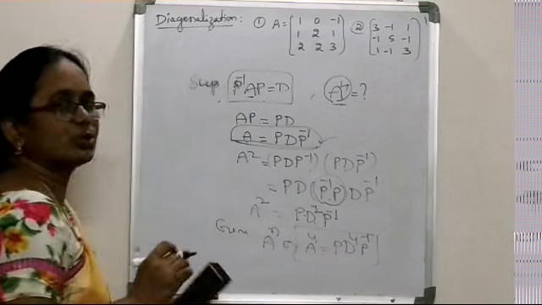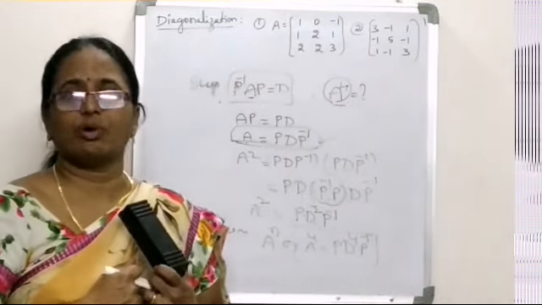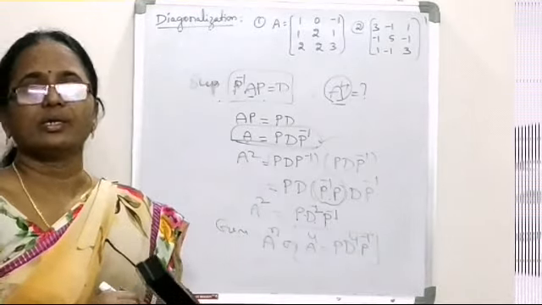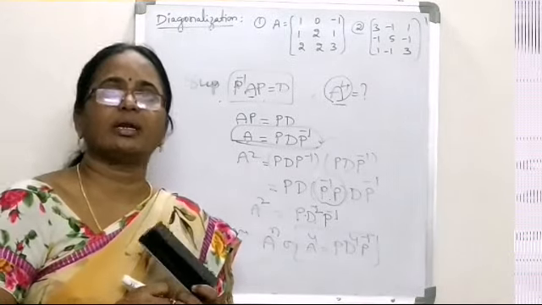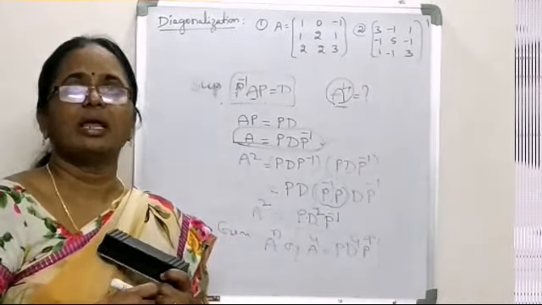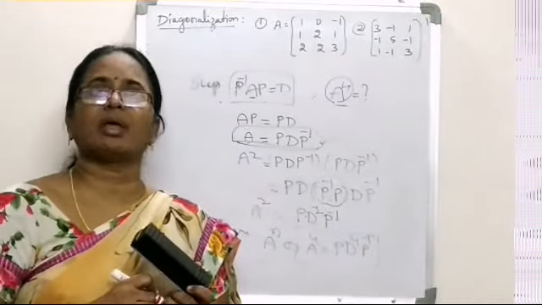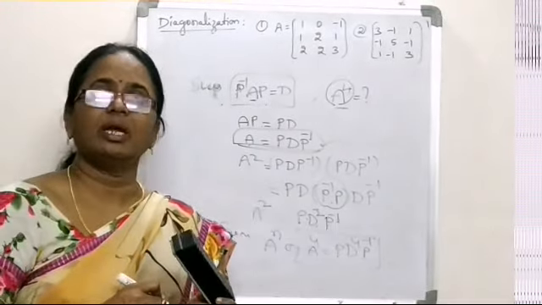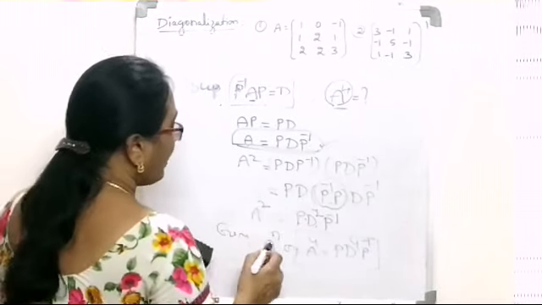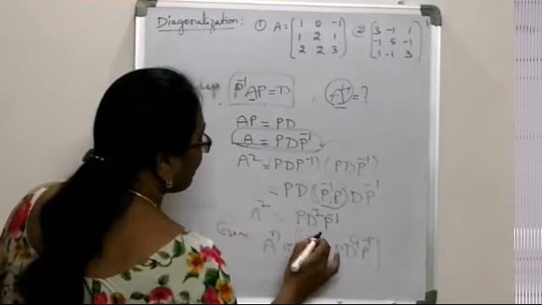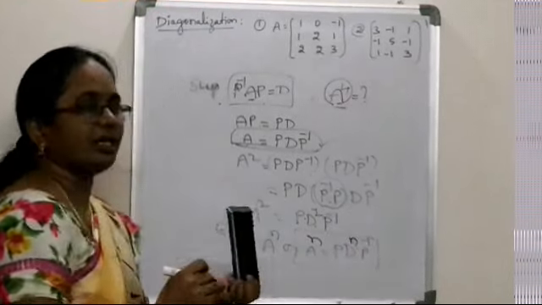And this is the rule by which we can calculate the powers of any given matrix by using the process of diagonalization. Right? So what is diagonalization? It is the process of transforming a given square matrix to a diagonal matrix using the similarity transformation. And one of the applications of the similarity transformations is to determine the powers of the matrices. And it can be done by using the formula A power n is equal to P into D power n into P inverse.